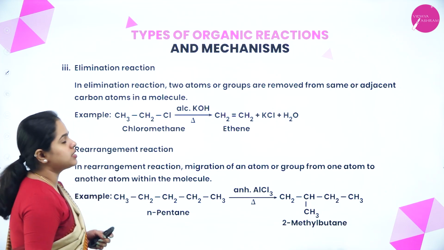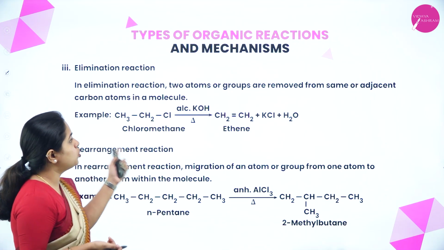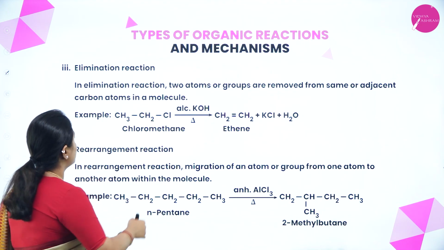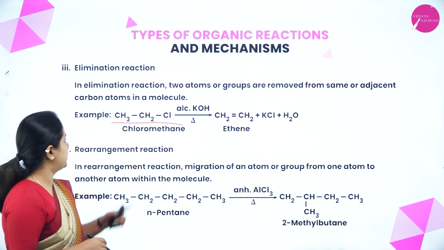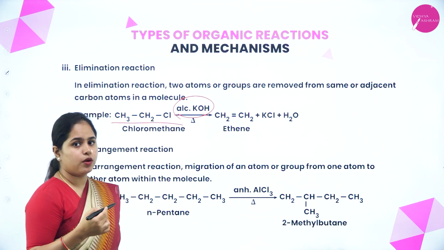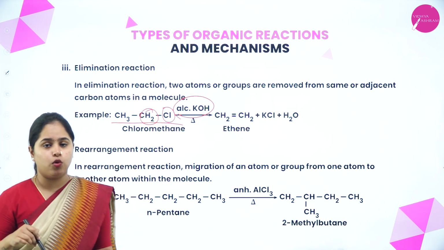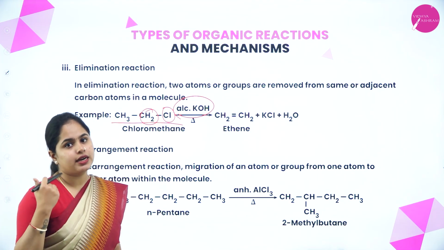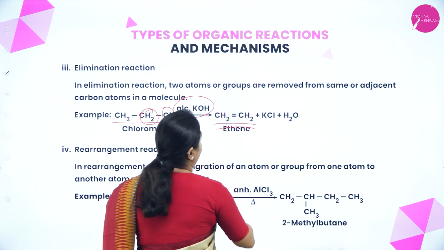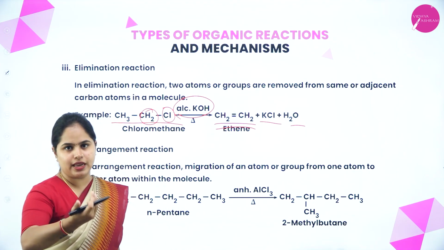Now moving on to the next type of reaction, that is elimination. Someone is being removed. In an elimination reaction, 2 atoms or groups of atoms are removed from the same or adjacent carbon atoms in a molecule. As you can see, chloroethane is taken, CH3CH2Cl. If it undergoes reaction in presence of alcoholic KOH, the Cl and 1 hydrogen atom will be removed. Dehydrohalogenation takes place. One hydrogen atom and the chlorine atom are removed and you get ethene, KCl and water. So the removal of atoms or a group of atoms is called an elimination reaction.